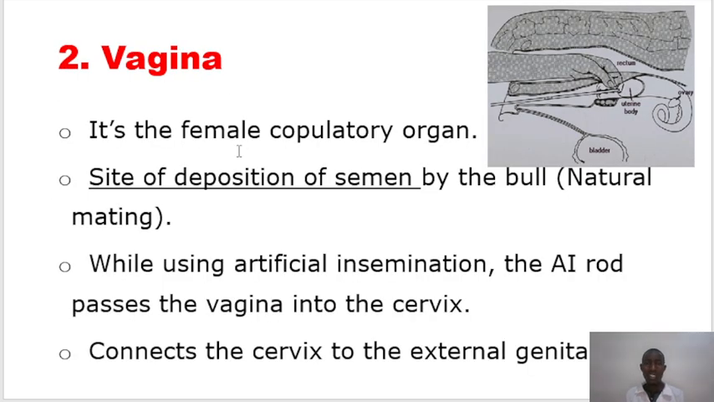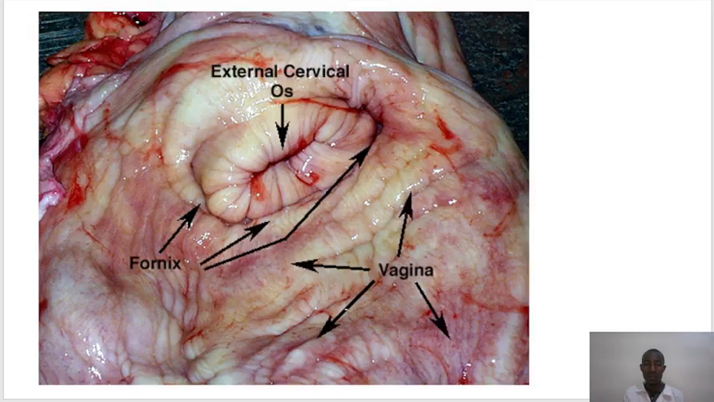The second organ is the vagina. This is the site where semen is deposited under natural servicing, whereby if a bull mounts, it will deposit its semen within the vagina. But if you're using the rod, we always pass the vagina. For example, like here, you have to pass the vagina, then you pass through the foldings of the cervix as you deposit your semen in the uterus. The vagina connects the external genitalia, which is the vulva, to the cervix.